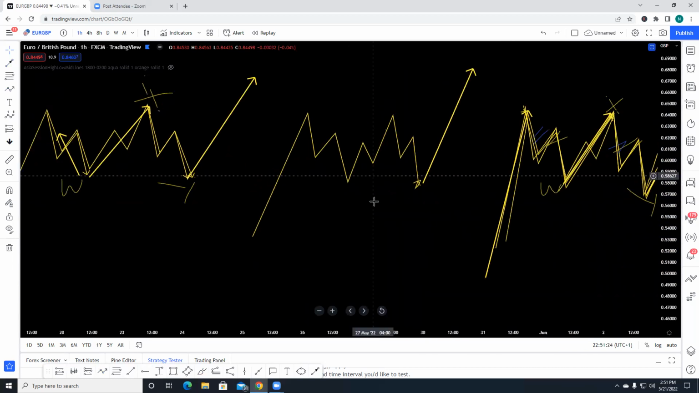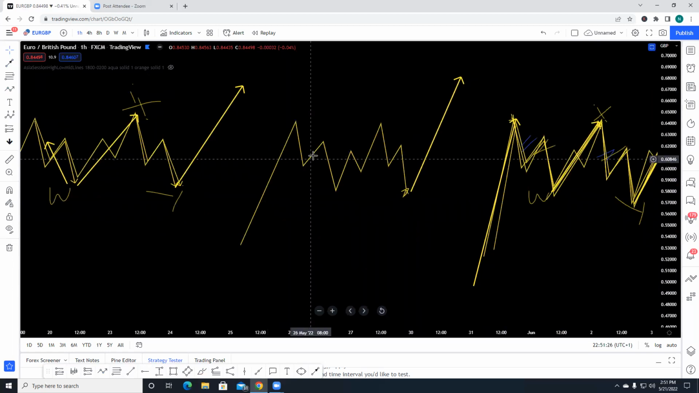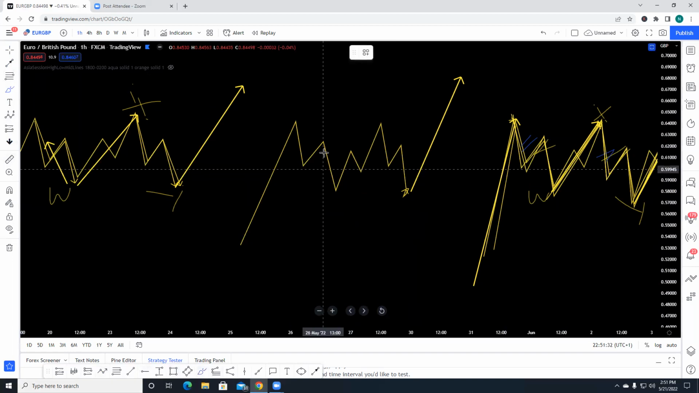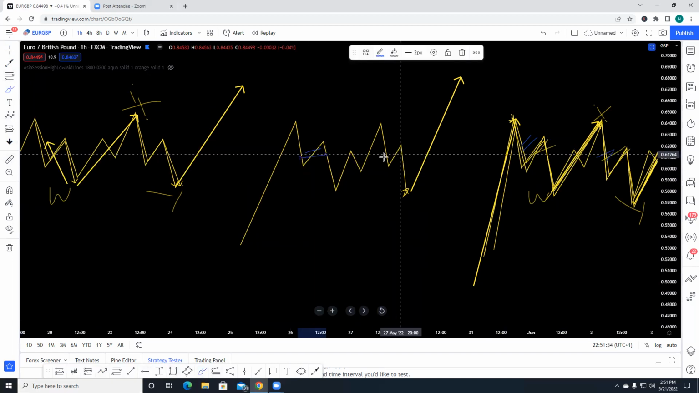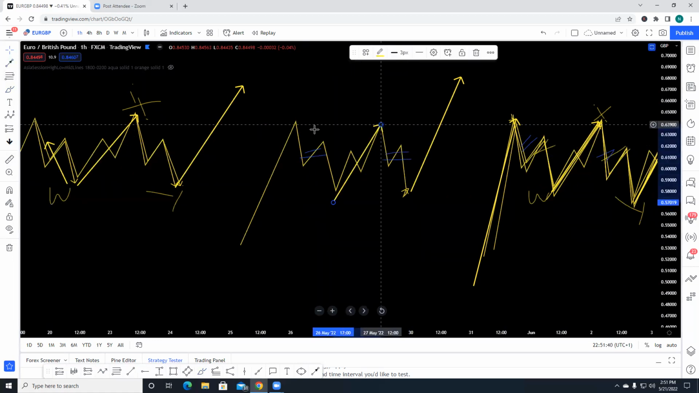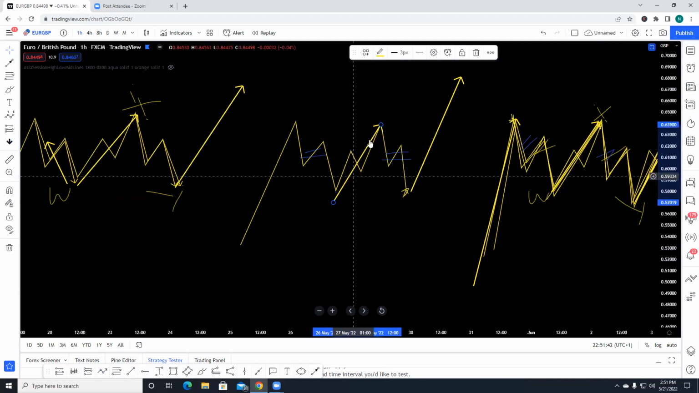When you look at this one, it is a double three corrective structure. Why? Look at it, guys. Let me show you real quick. This is one of the three. This is the second three. This one, guys, is in line with this direction. So we count it as one.